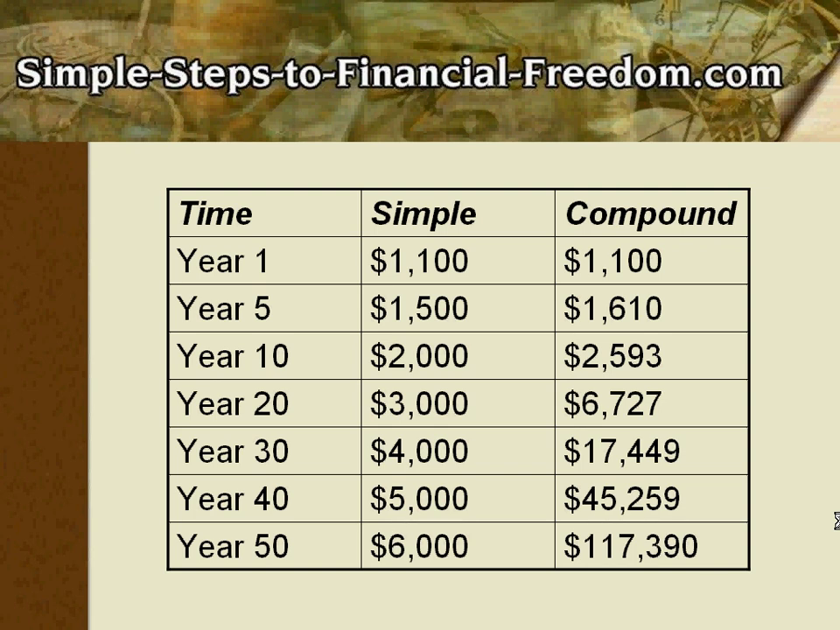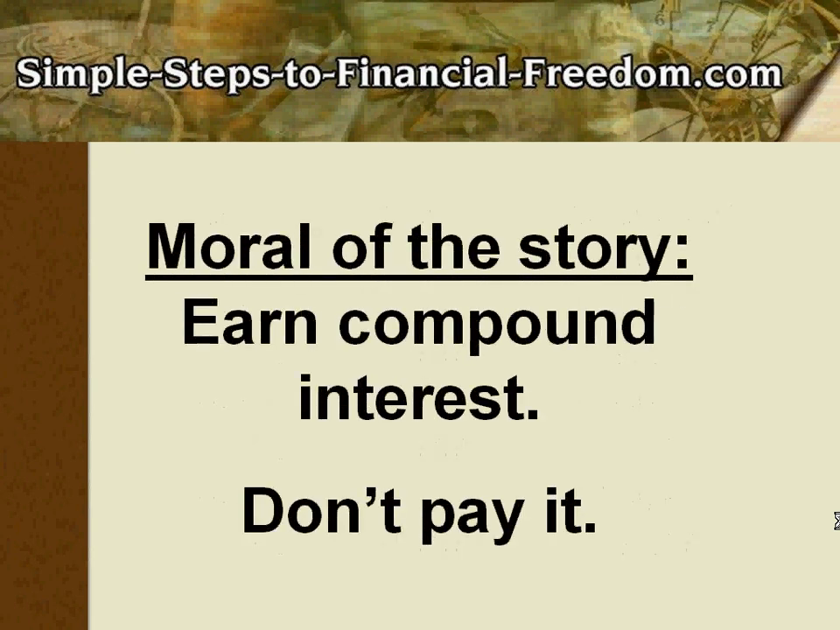Year 30, we've got 17,000 versus 4,000, compound versus simple, and jump down to year 50. Simple interest would return $6,000 over 50 years, and compound interest would return $117,390. Absolutely amazing. Moral of the story: earn compound interest, don't pay it.